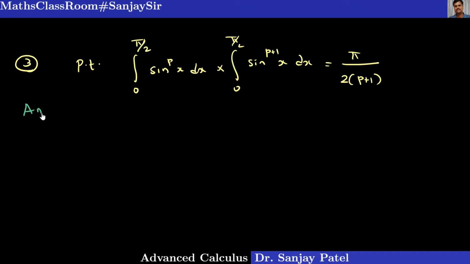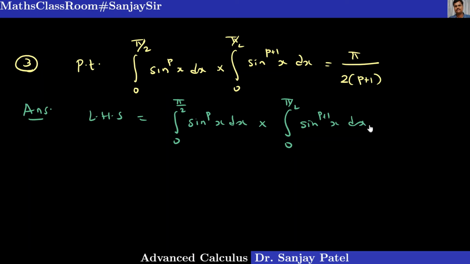So let us prove this. It is very, very simple. I start with the LHS, that is the integral 0 to pi by 2 of sine raised to p x dx, into the integral 0 to pi by 2 of sine raised to p plus 1 x dx. And I am going to use that formula for the beta function. You know, the integral of sine raised to p into cos raised to q from 0 to pi by 2 is 1 by 2 times beta of p plus 1 by 2 comma q plus 1 by 2.